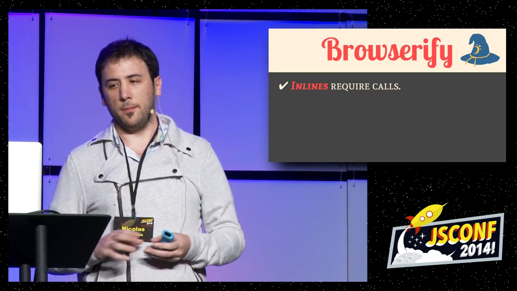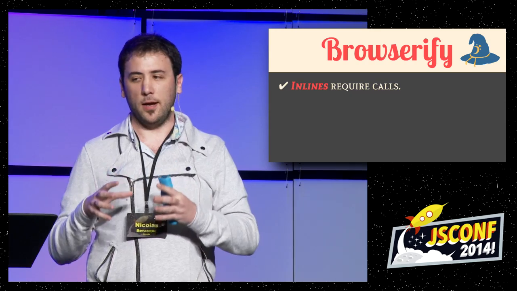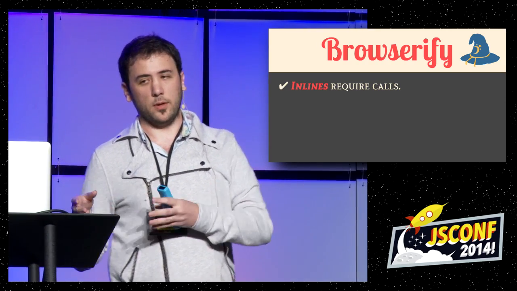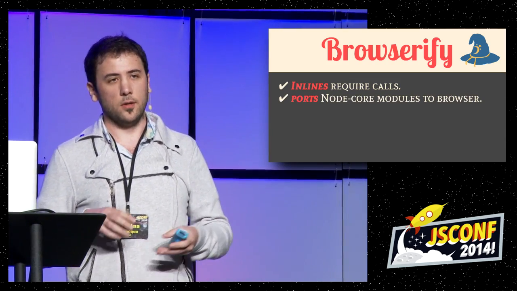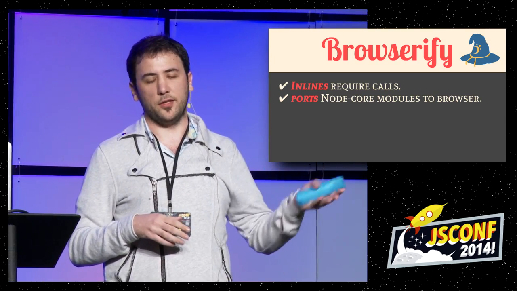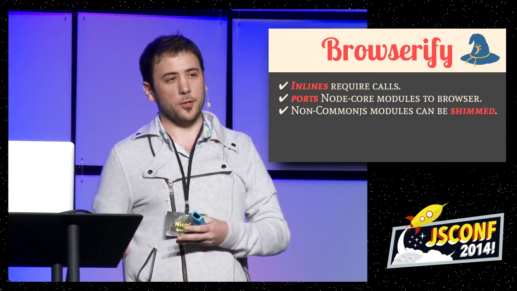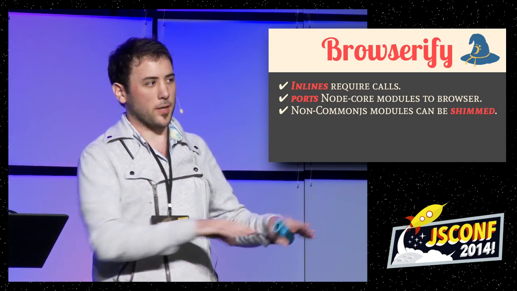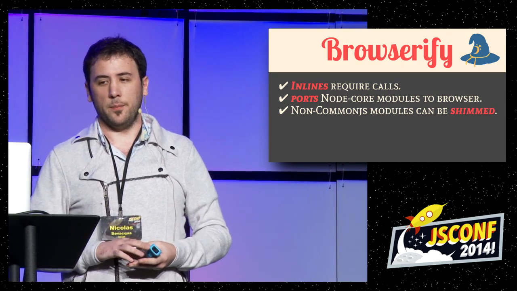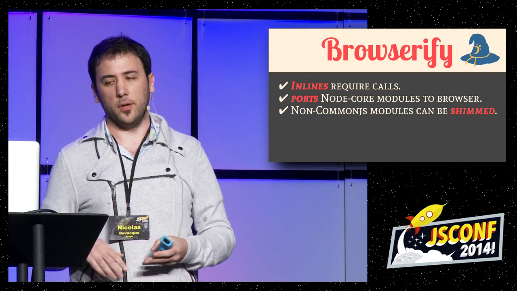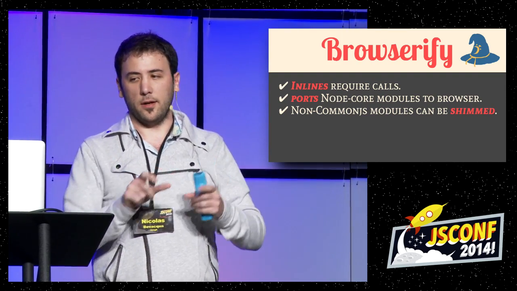Browserify inlines require calls, meaning that it'll figure out what you're trying to require and bundle everything together into a single file so that the browser, which can't make the requests, can work with it. It ports Node core modules to the browser, so it's smart enough to work with URL and HTTP and all of the other core modules available to Node. Non-CommonJS modules can be shimmed, so you don't have to go pester the guys who are writing your favorite library just because they don't support require. You can use any library you want, and you just have to shim it, which means you take the global that they declare and make that into a module.